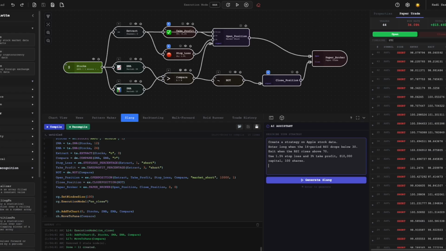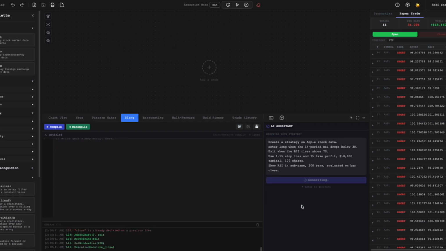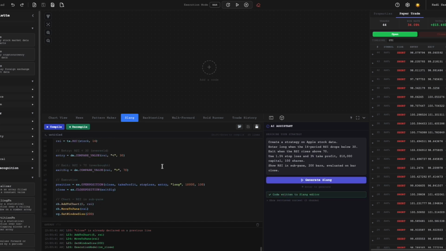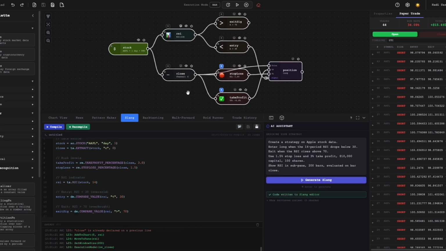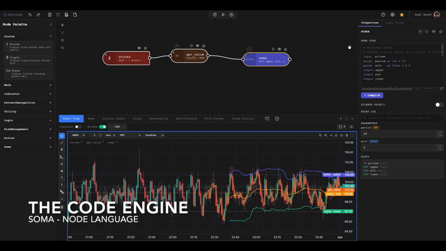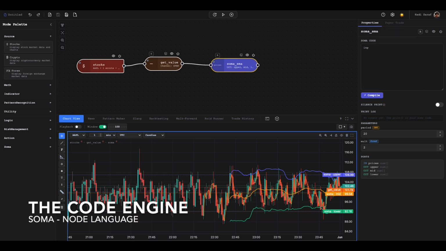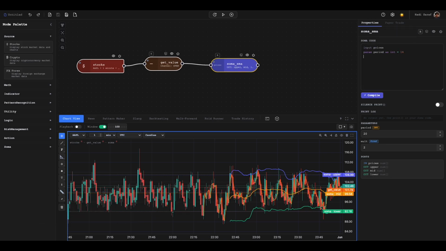Because code and canvas are synchronized, the AI doesn't just write your script. It simultaneously wires your visual graph in the background, translating raw human intent into a complete, executable trading pipeline in seconds. When your strategy demands a custom calculation that no built-in node can express, you use Soma.